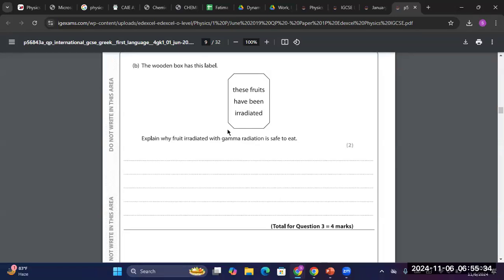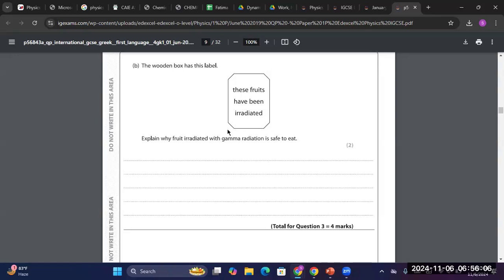Yes, you're right, because they have low ionizing power. So because they have low ionizing power, what is going to happen? Your gamma waves, because they have low ionizing power, will simply leave our body. They will simply pass through our body without causing any damage to the internal structures.